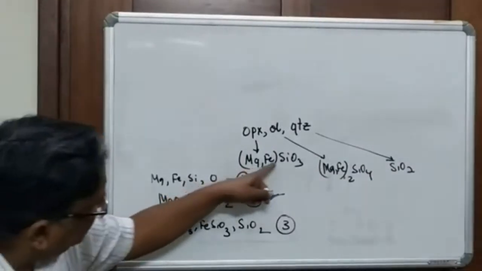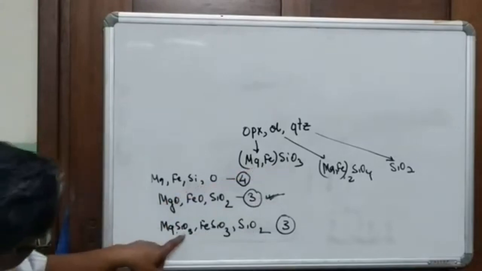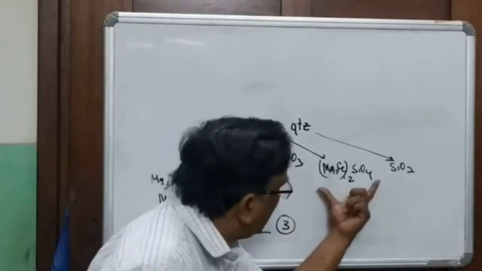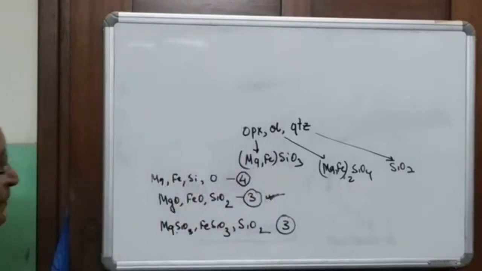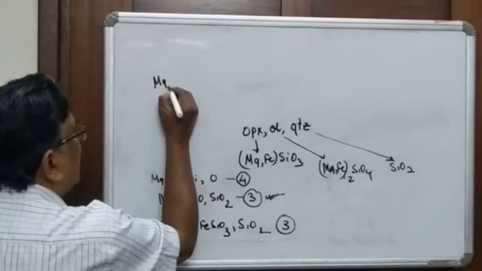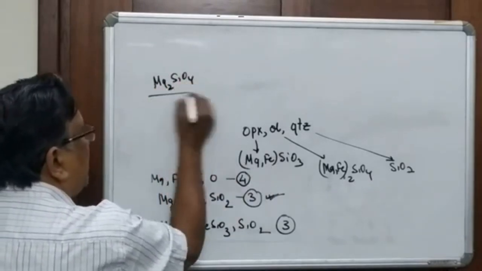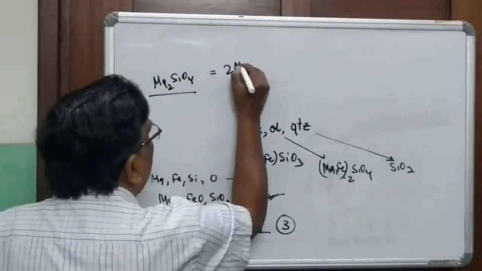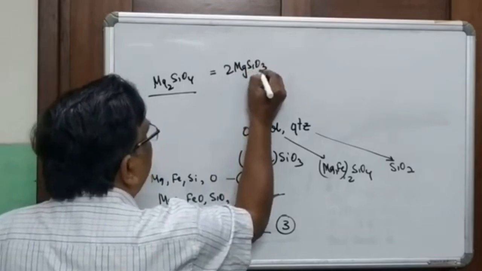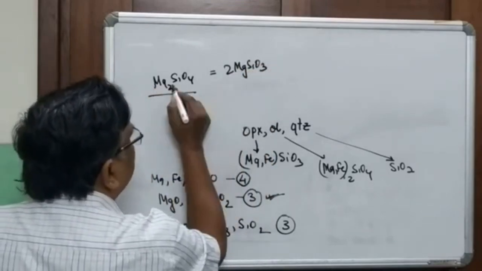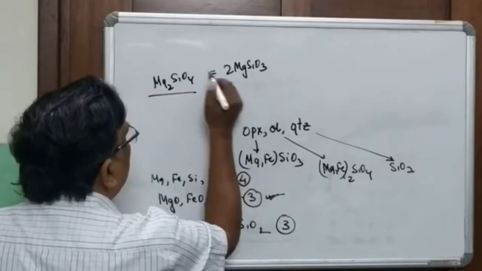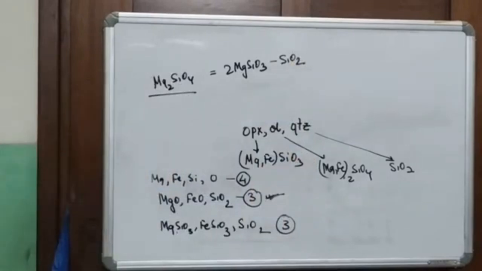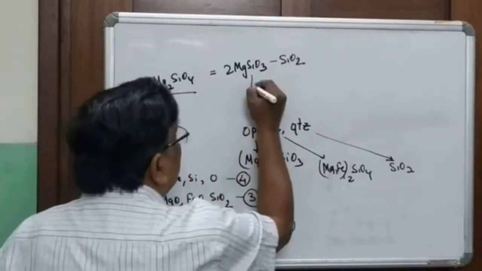MgFeSiO3, yes, I can write MgSiO3, FeSiO3. But what about this one? It's very simple. Mg2SiO4 is the composition that you want to describe. So you have 2MgSiO3. Now you see 2Mg is balanced, silicon is now 2. So if I write it so, then it's okay. So these are my components which I have chosen.